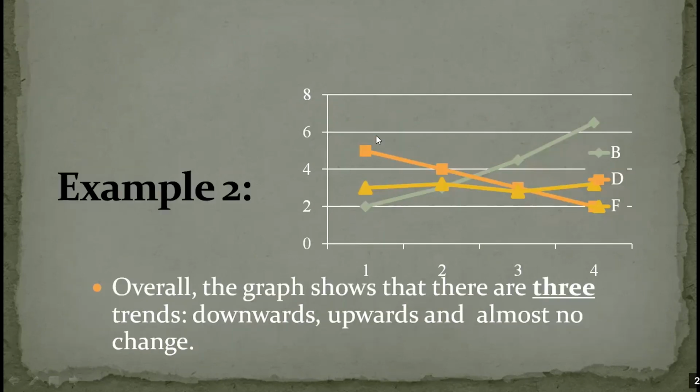How about this one? You can see that there are actually 3 trends here. One variable is decreasing, the other one is increasing, but this one, is it decreasing or increasing? Well, let's look at the first point. It's around 3, and the last point is also around 3. So there is basically no change. It's almost stable. So in the overall paragraph, we can say overall, the graph shows that there are 3 trends: downwards, upwards, and almost no change.